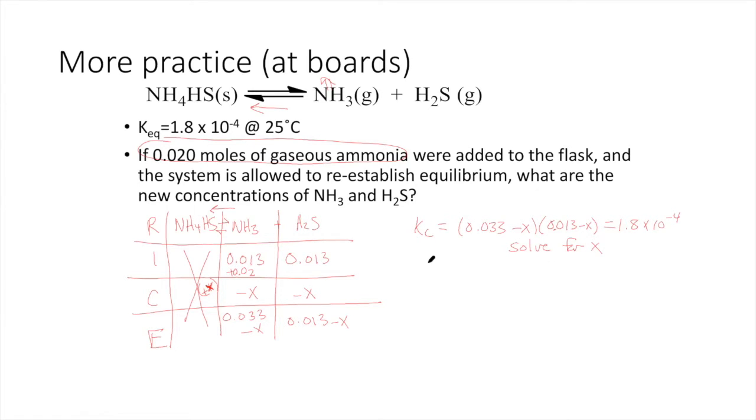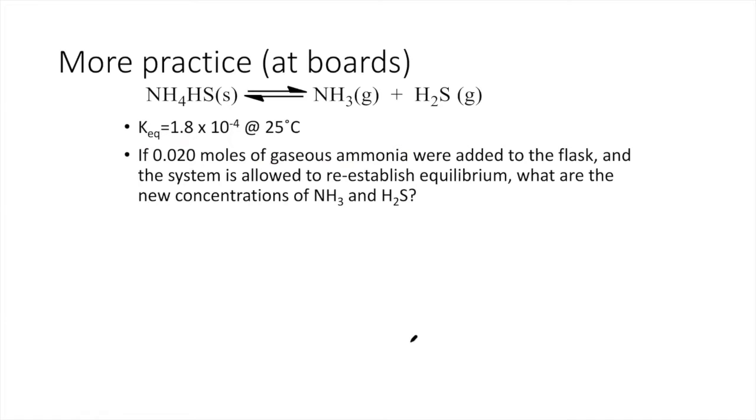But once we solve for X, that doesn't fully answer the question. We are asked what are the new concentrations of NH3 and H2S. So you solve for X, and then you're going to use X in a calculation indicated here. You're going to subtract it from 0.033. You're going to subtract it from 0.013. So let me erase all that. I'll show it to you in PowerPoint.